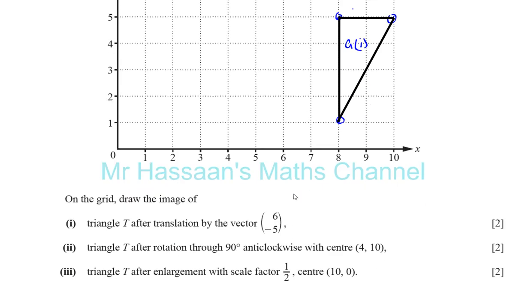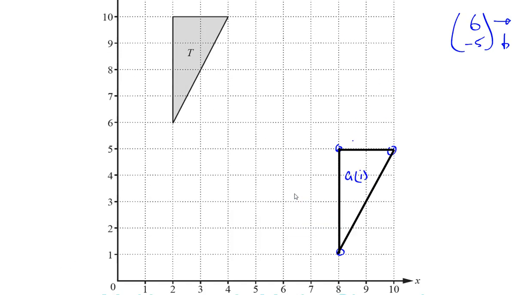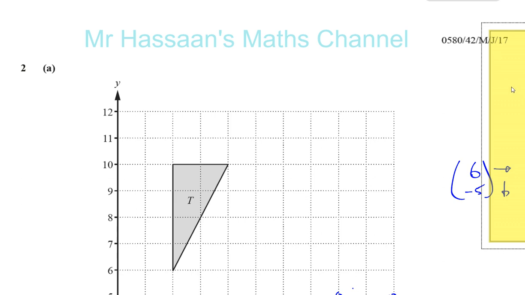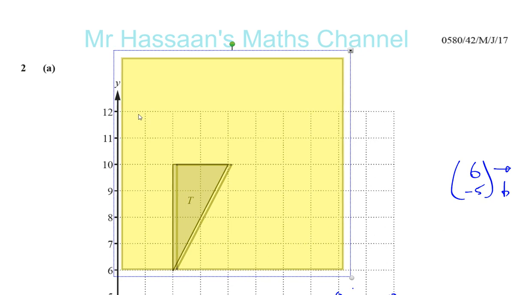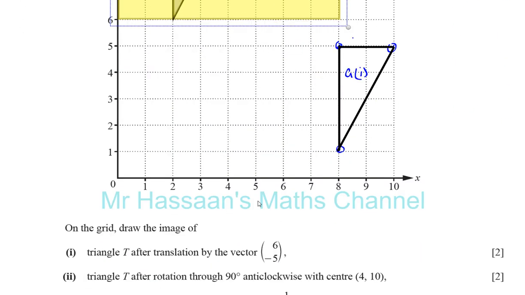Then it says the triangle T after rotation through 90 degrees anti-clockwise with center (4, 10). Now what I would suggest you do here is use a piece of tracing paper. Here's a piece of tracing paper which I prepared earlier. I place it over the triangle and trace over the triangle on the tracing paper. Then I put the pin at the center of rotation. There's the center of rotation.